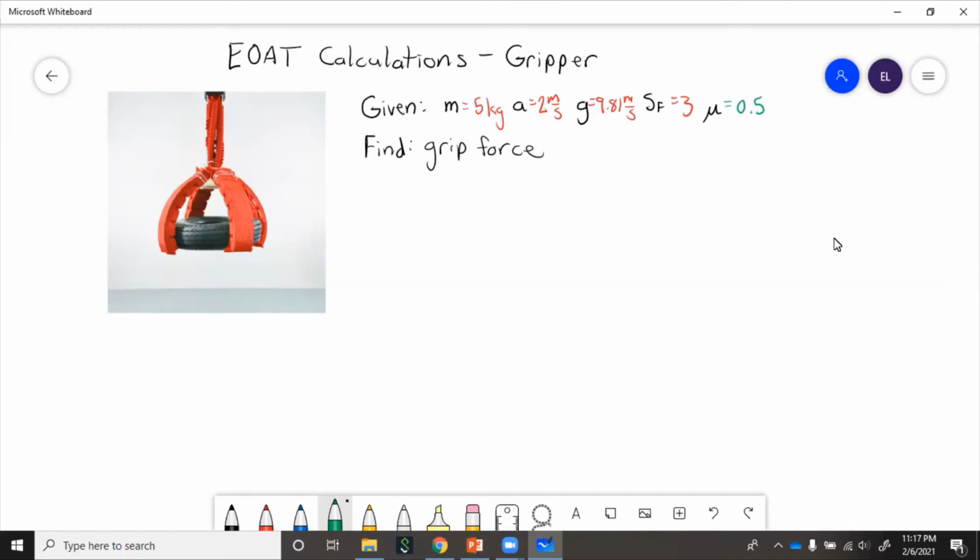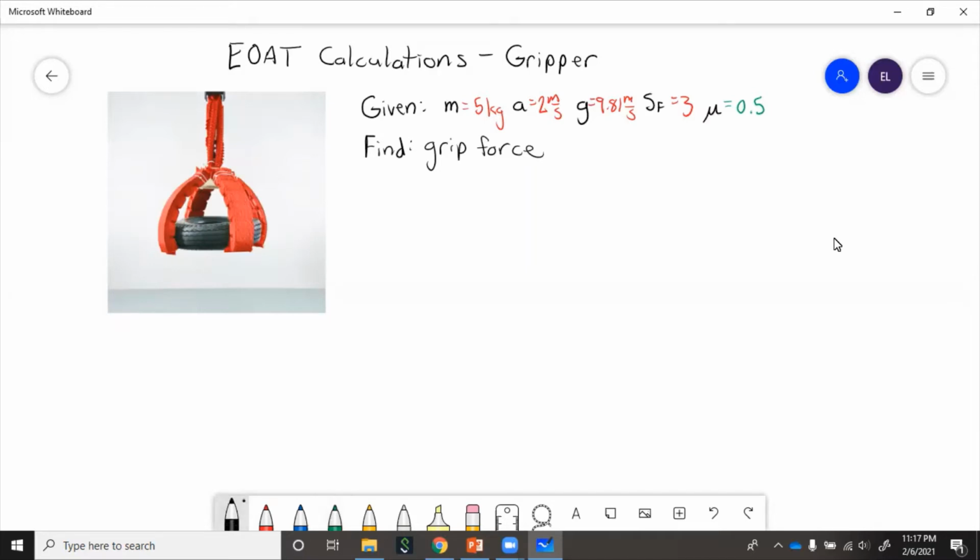The friction factor is an important thing to note because really what's holding up the object is the friction. So whatever the coefficient of friction is, the higher the coefficient of friction, the easier it will be to lift the object. The lower the coefficient of friction, the harder it will be to lift the object. And the grip force is actually the normal force squeezing the object that results in that perpendicular friction force.